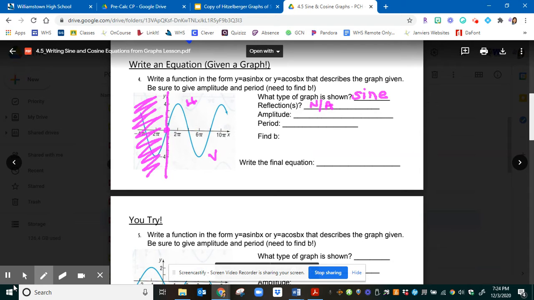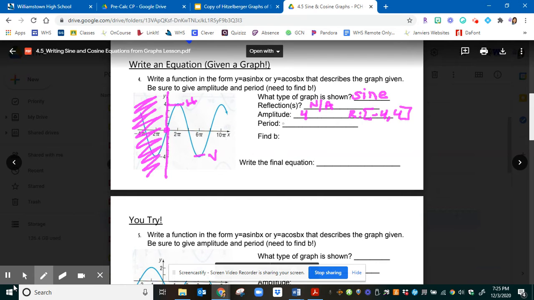Then I need to figure out my amplitude. So normally it's 1 to -1, but this actually is all the way up here at 4. Goes down to -4, which is my range. Okay, so my amplitude is 4. And if I was to do my range, that would be from -4 to 4. So this is a vertical stretch. Okay, so my amplitude's 4.